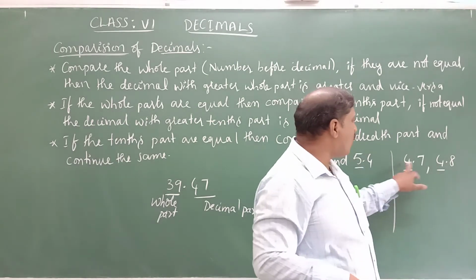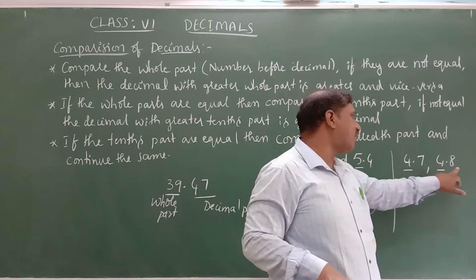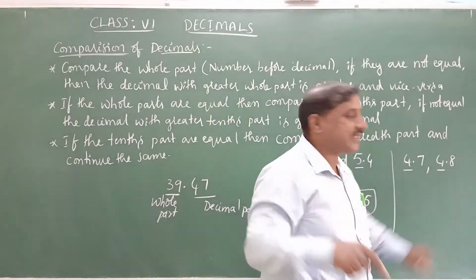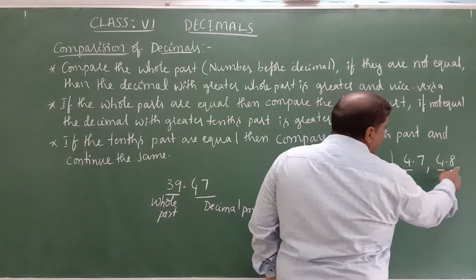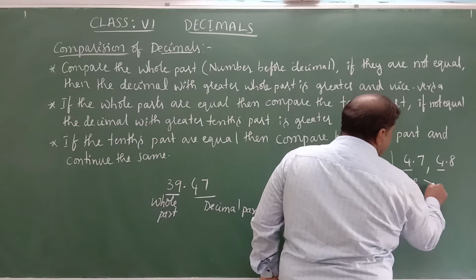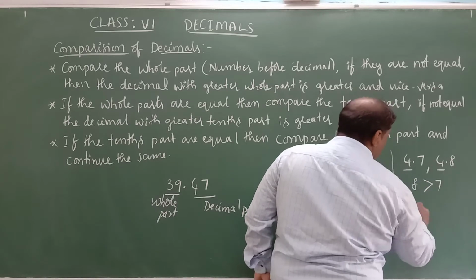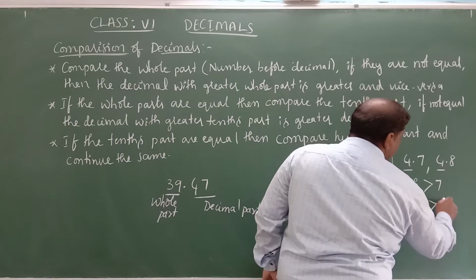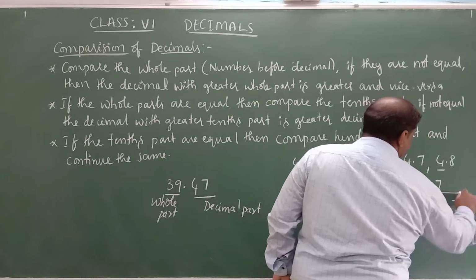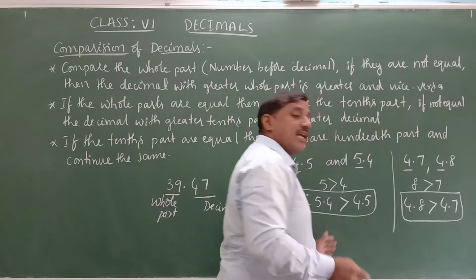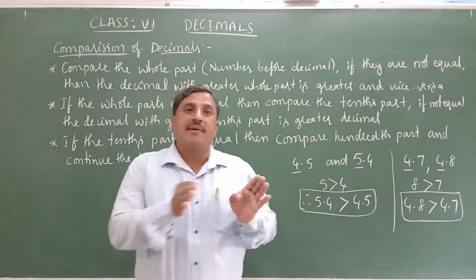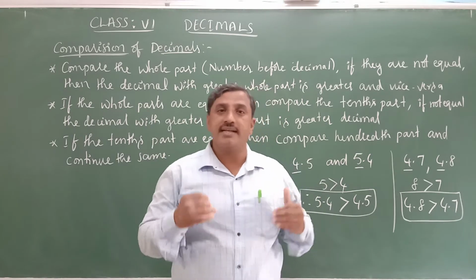So here the whole parts are same, then compare the 10th place digit. Here 7 and 8 are there. So here 8 is greater than 7. Therefore 4.8 is greater than 4.7. That is, when the whole parts are same, compare the 10th place digits.